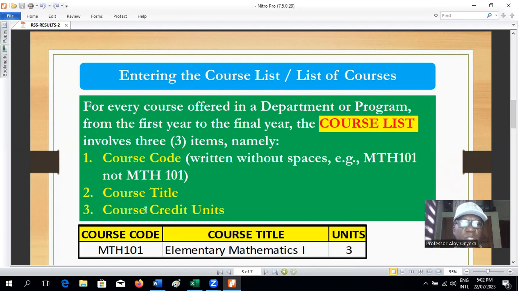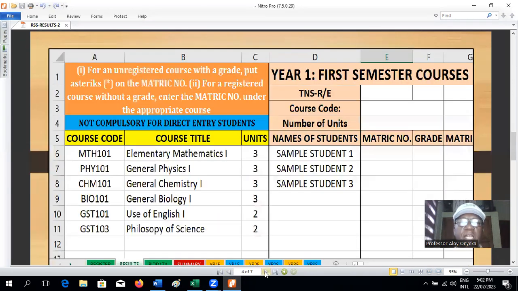Then you can always put the course title, like for Maths 101, the course title is Elementary Mathematics 1, and the credit unit is 3 units. So for all the courses offered in your department, you should have a list comprising the course code, the course title, and the number of units. Now, when you do that, you can now enter on the result worksheet.